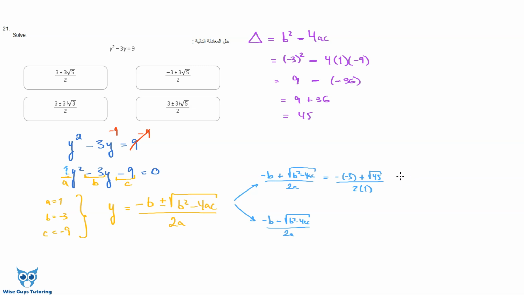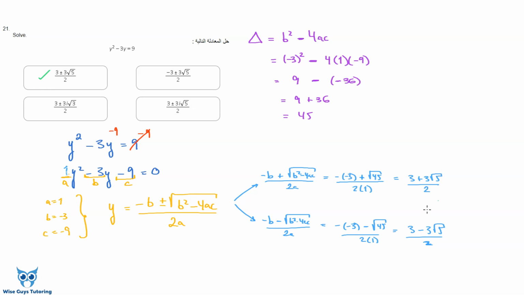So if you put that in your calculator, you will get 3 plus 3 root 5 over 2. And similarly, what you'll get here is minus square root of 45 over 2 times 1. And if you put that in your calculator, you get 3 minus 3 root 5 over 2, meaning that the correct solution here is A.